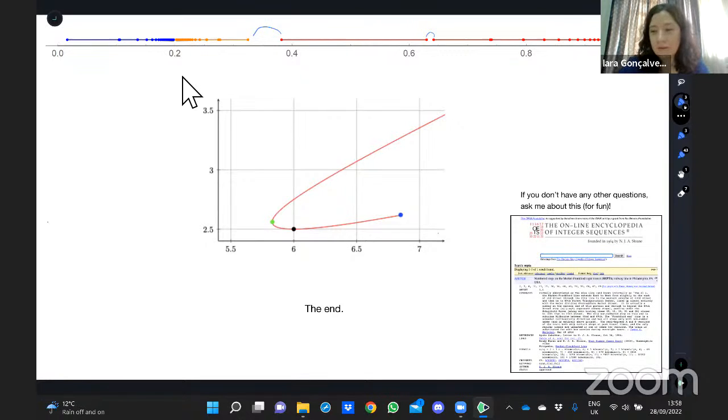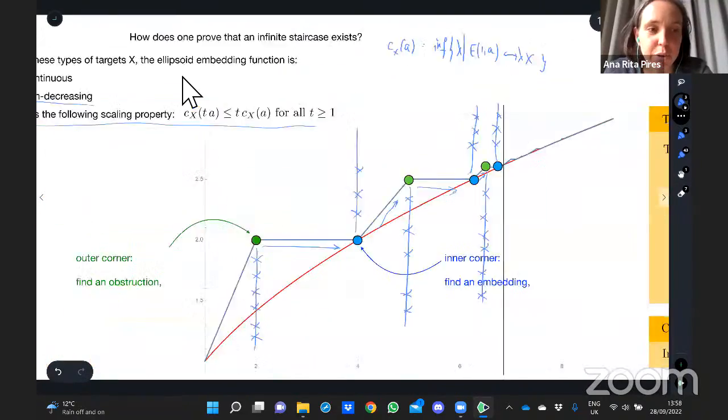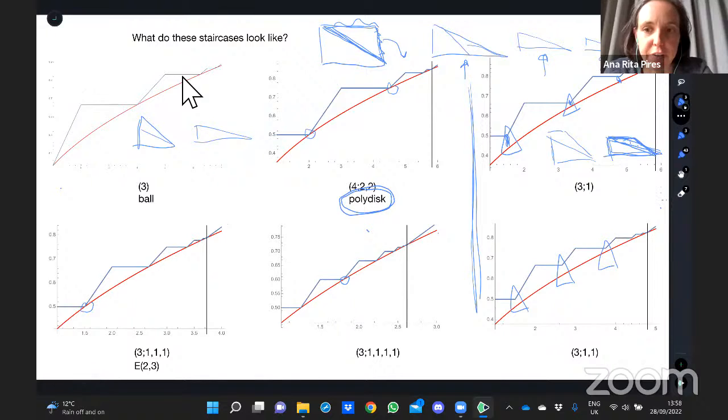If you don't have any other questions, ask me about this for fun. Yes. Okay. So this is just something that was very fun. I should tell you, when we were doing this, we had no idea what numbers we were going to find.